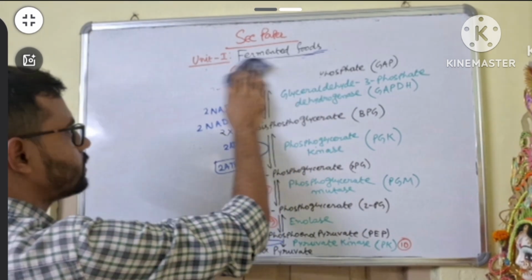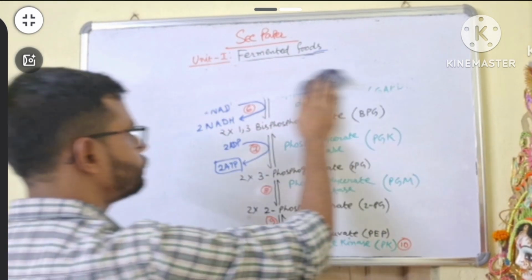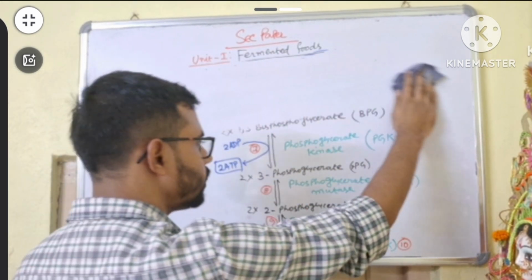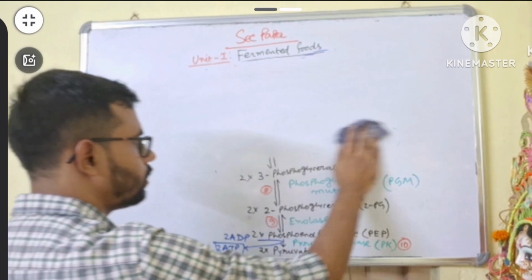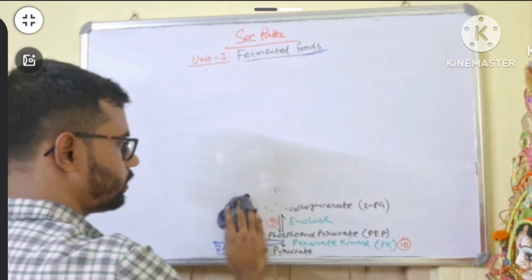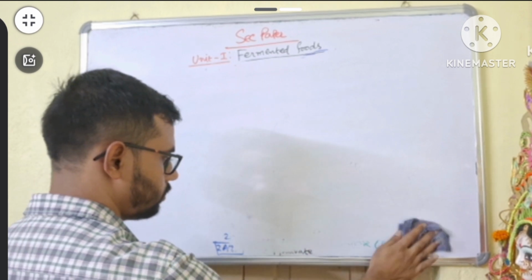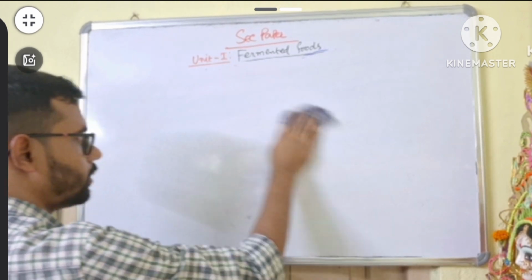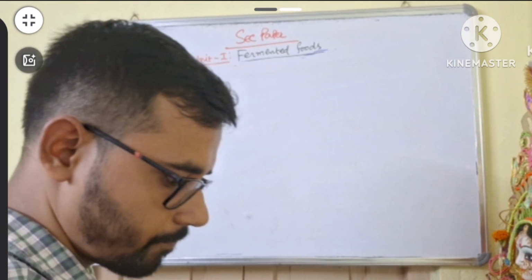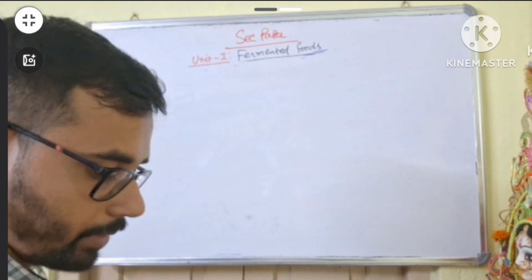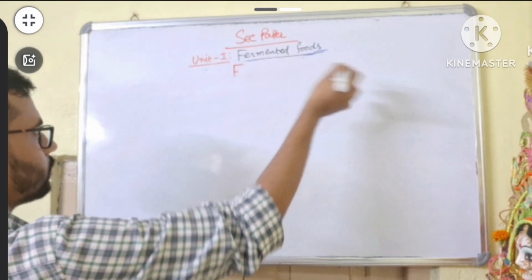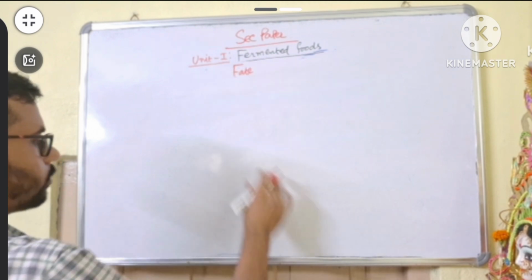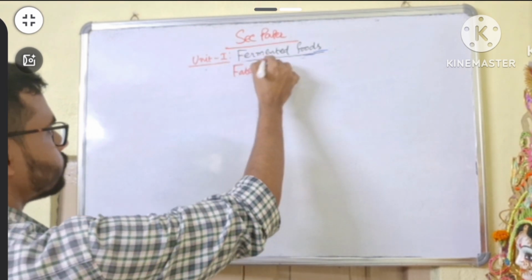So after glycolysis, pyruvate molecules form, and pyruvate molecules have two different fates. The next topic is the fate of pyruvate. Fate means what happens after, what pyruvate wants to do.